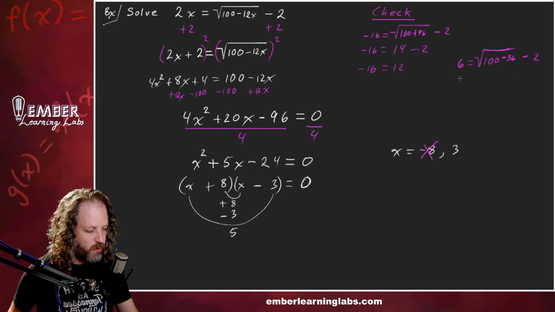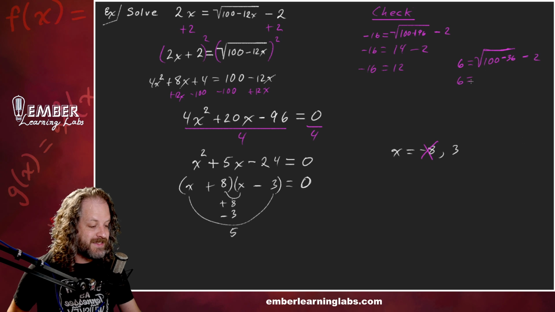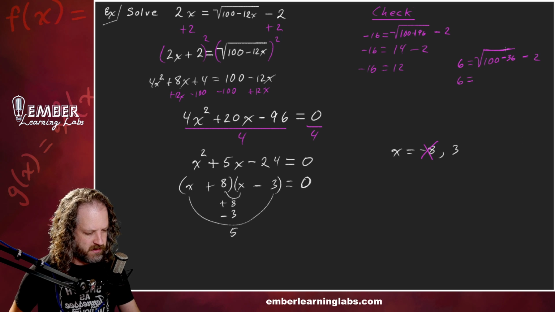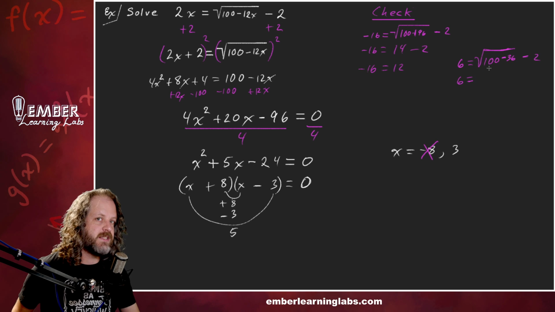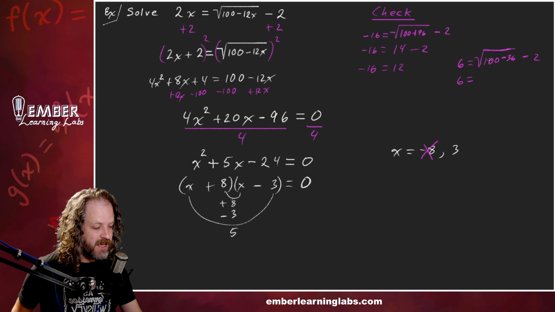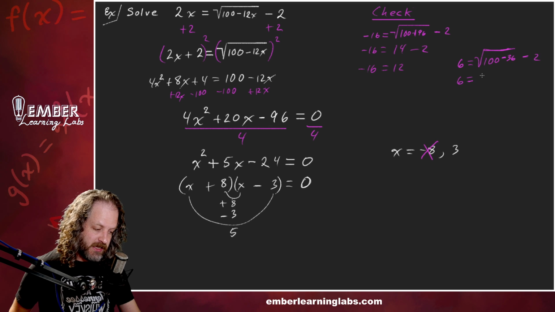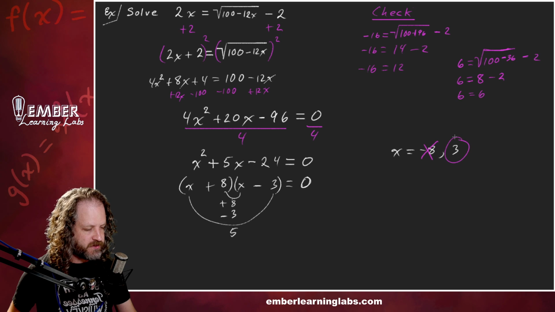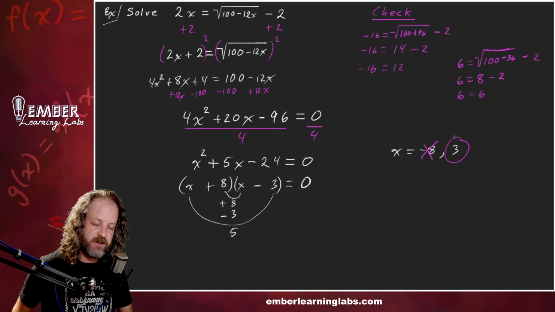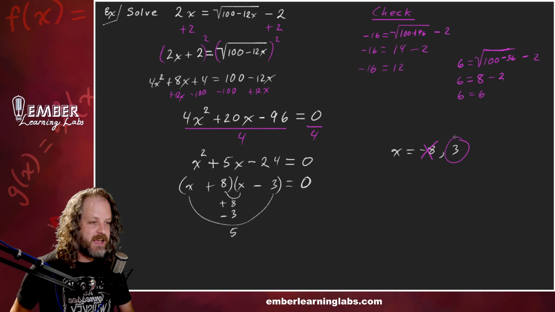Square root of 64 is 16. No, it's not. Square root of 64 is not 16. 16 times 16 is 256. The square root of 64 is, in fact, 8. 8 minus 2 is, in fact, 6. This one works. So the only answer is a 6. Or excuse me, a 3.